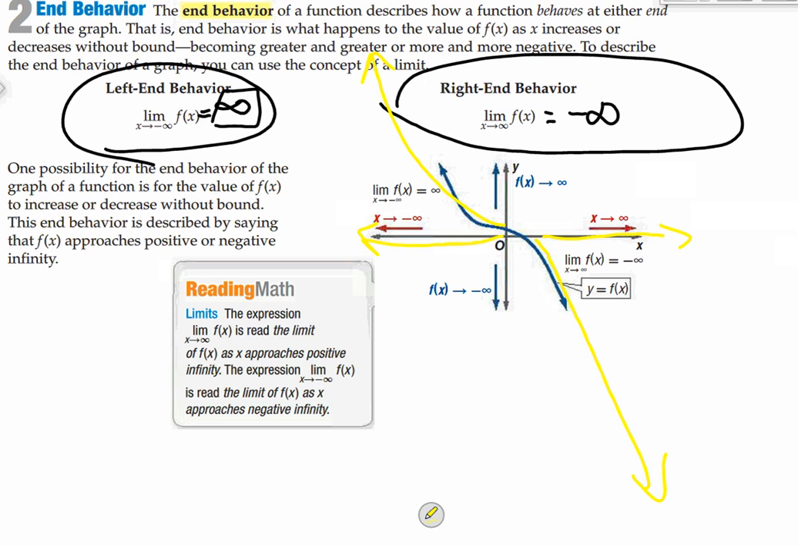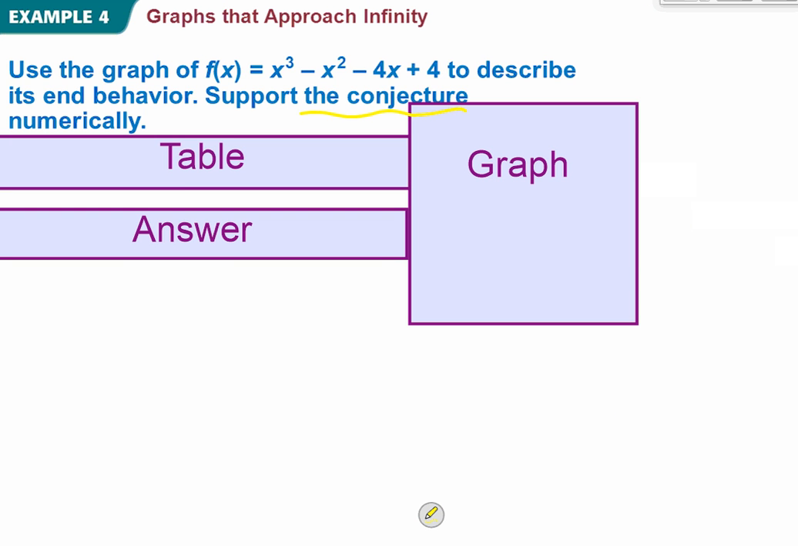When we validate that, you'll see that we're asked to support our conjecture numerically. So we're going to be using a table of values. You can make that decision as to what your table of values is going to look like, but I'm just telling you that that's what you need to do. And so the first thing I want you to do is graph this function, to be able to look at the end behavior, what you think it's going to be, and then we will support that numerically.